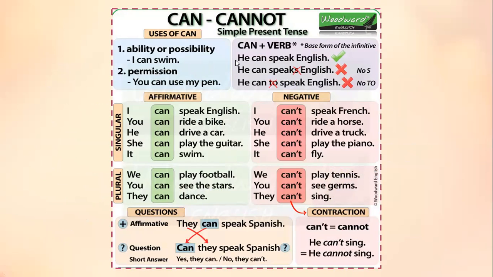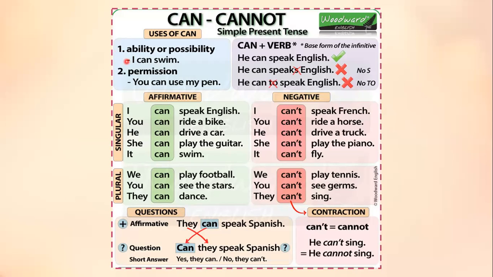So, for example, si nosotros estuviésemos en el salón de clases y quisieran ir al baño, you can ask, can I go? Can I go to the restroom, please? ¿Puedo ir al baño, por favor? Ahí están pidiendo permiso. O de igual manera, cuando se les da permiso. You can go home earlier, for example. Pueden irse a casa temprano. Okay, so we have ability or possibility.